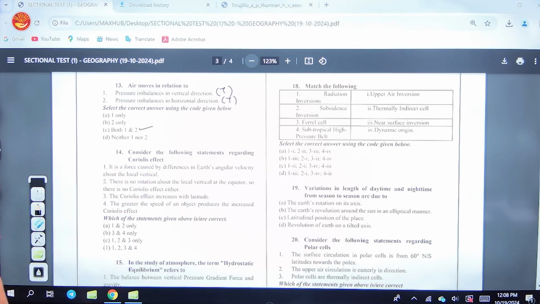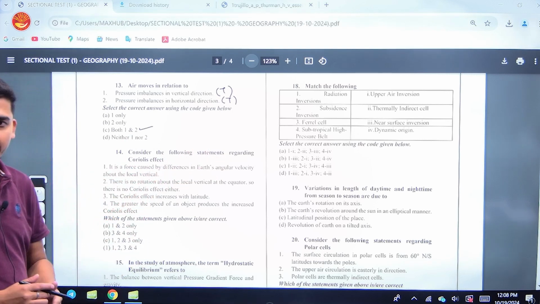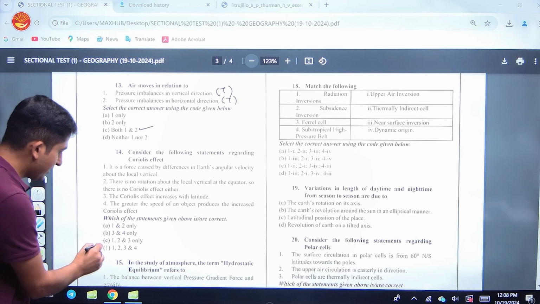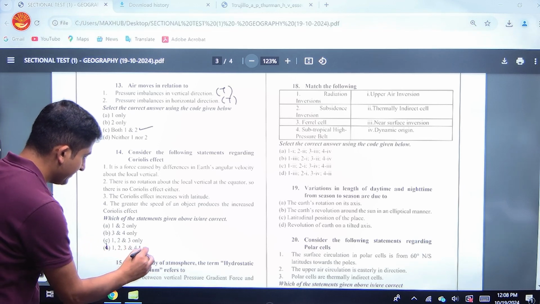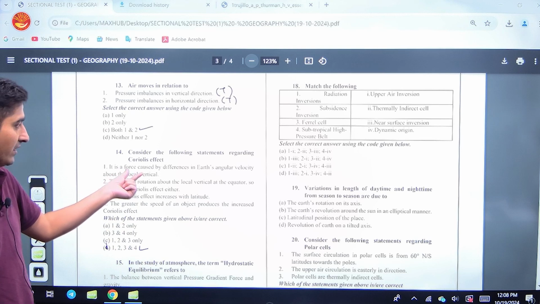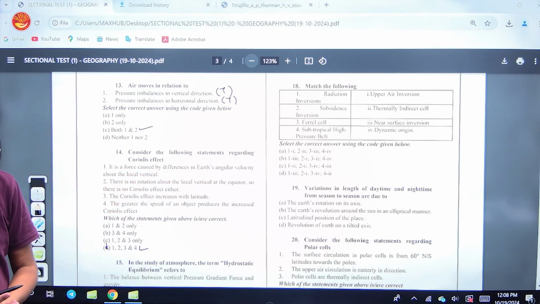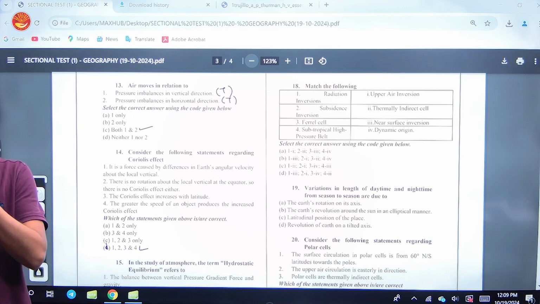Coming to the next question, consider the following statements regarding Coriolis effect. Please pay attention, and add these points directly in the section on the topic we have discussed, Coriolis effect. ये चार के चार पॉइंट वहां पे जाके चुपचाप मेंशन कर लेना. These are all fit. The answer is D. It is a force caused by differences in Earth's angular velocity about the local vertical. Yes. Earth's angular velocity is maximum at the equator. It is very little at the poles.